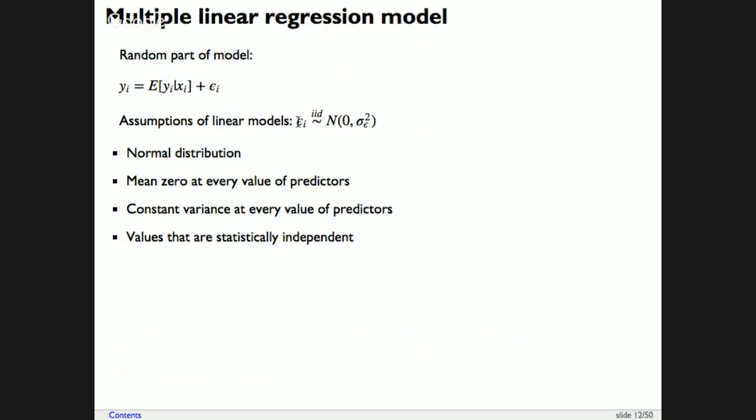So the assumptions of the linear model are very compactly represented with this little formula saying that the residuals are independent and identically distributed according to a normal distribution with zero mean and a constant standard deviation. Breaking that down, it's the assumption that the residuals are normally distributed. And remember that this is the residuals that are normally distributed. It's not necessarily the response variable itself. And this does matter sometimes.